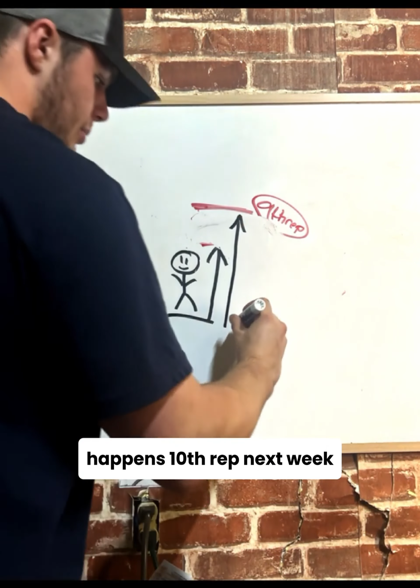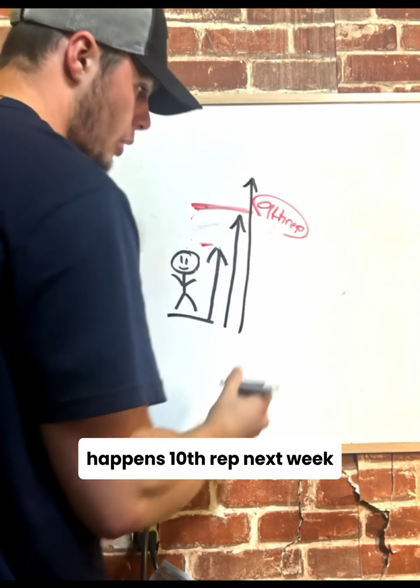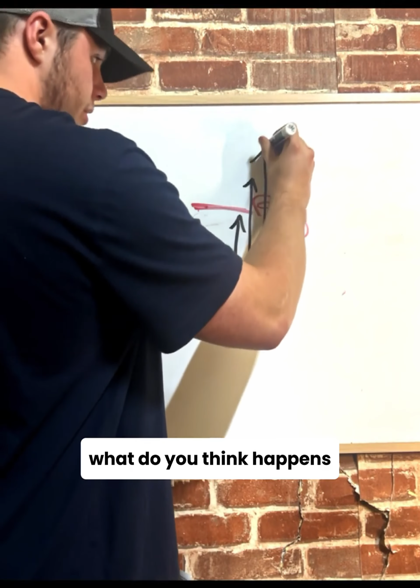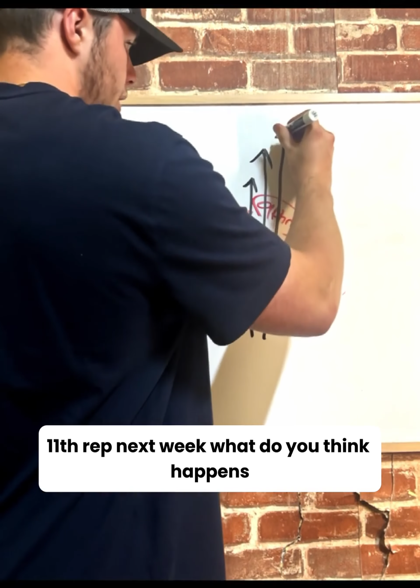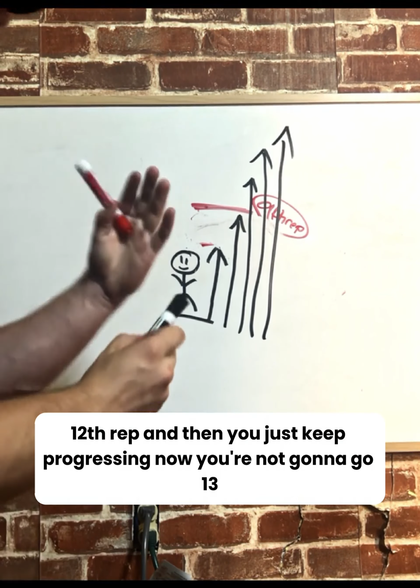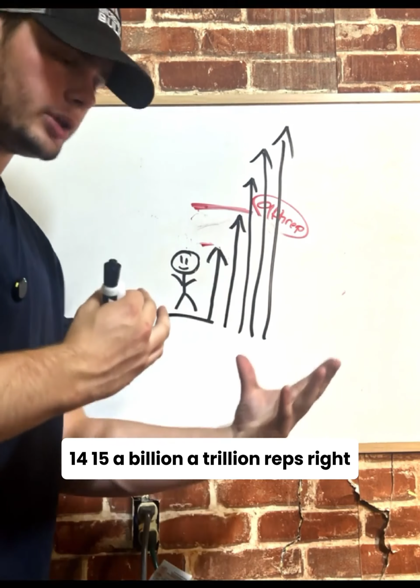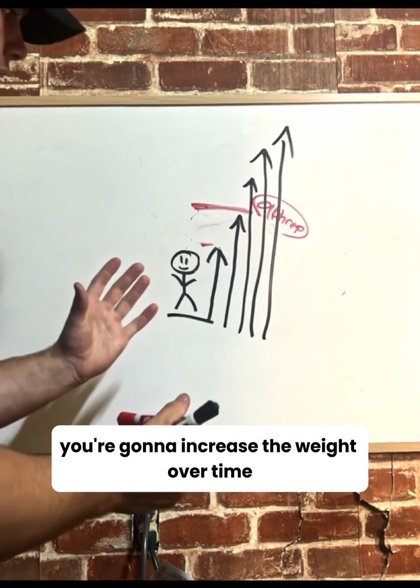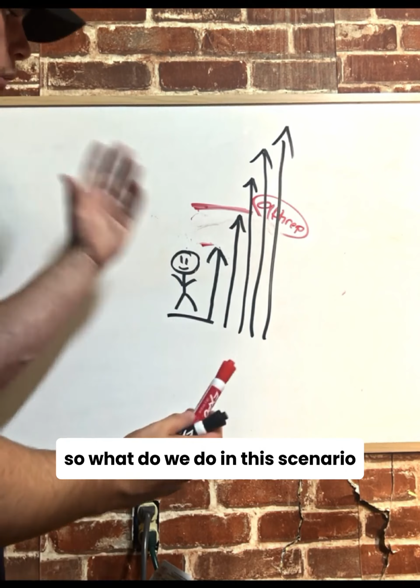Next week, what do you think happens? 10th rep. Next week, what do you think happens? 11th rep. Next week, what do you think happens? 12th rep. And then you just keep progressing. Now you're not going to go 13, 14, 15, a billion, a trillion reps, right? You're going to increase the weight over time. So what do we do in this scenario?